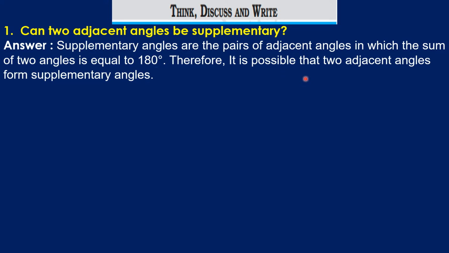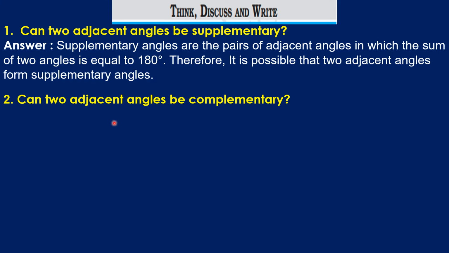Correct? Therefore, it is possible that two adjacent angles form supplementary angles. It is possible. Why? If the sum of the two adjacent angles may not be equal to 180 degrees, in that case the two adjacent angles can't be supplementary. That is, they are telling it is possible, but it may also not be possible. So always we have to make sure that the sum of the two adjacent angles is equal to 180 degrees. If it is less than or greater than 180 degrees, then we cannot put the two adjacent angles under supplementary angles. Therefore the sum should be equal to 180 degrees.